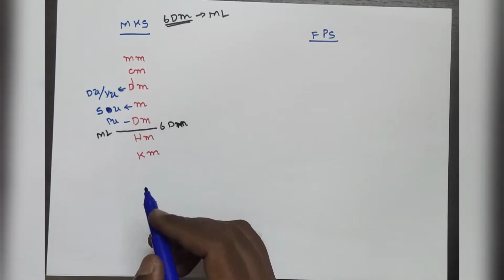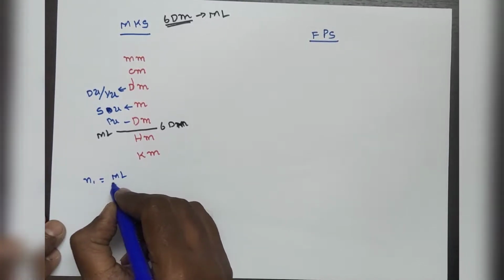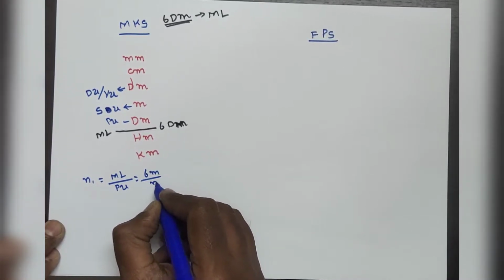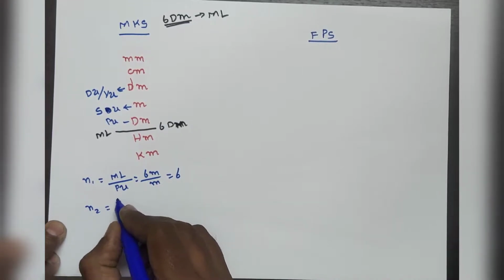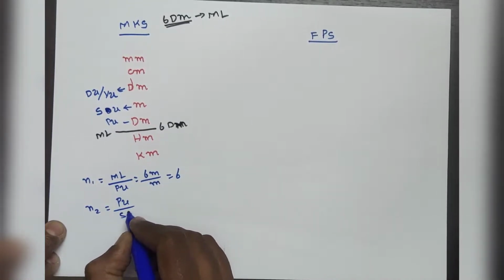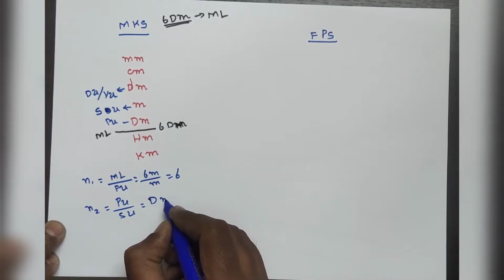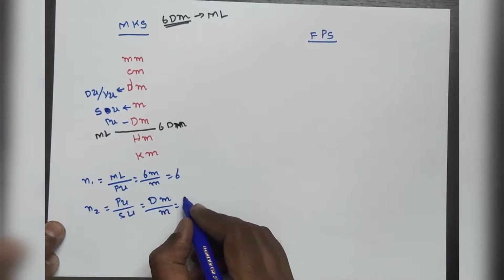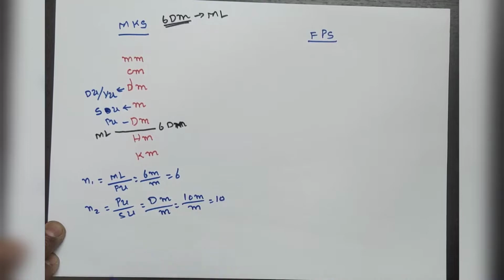So in this particular situation, N1 is equal to maximum length by primary unit, that is equal to 6 meters by 1 meter, which is equal to 6. N2 is equal to primary unit divided by secondary unit. Primary unit is decameter, secondary unit is meter. Therefore 1 decameter is equal to 10 meters divided by meter, we will get it as 10.